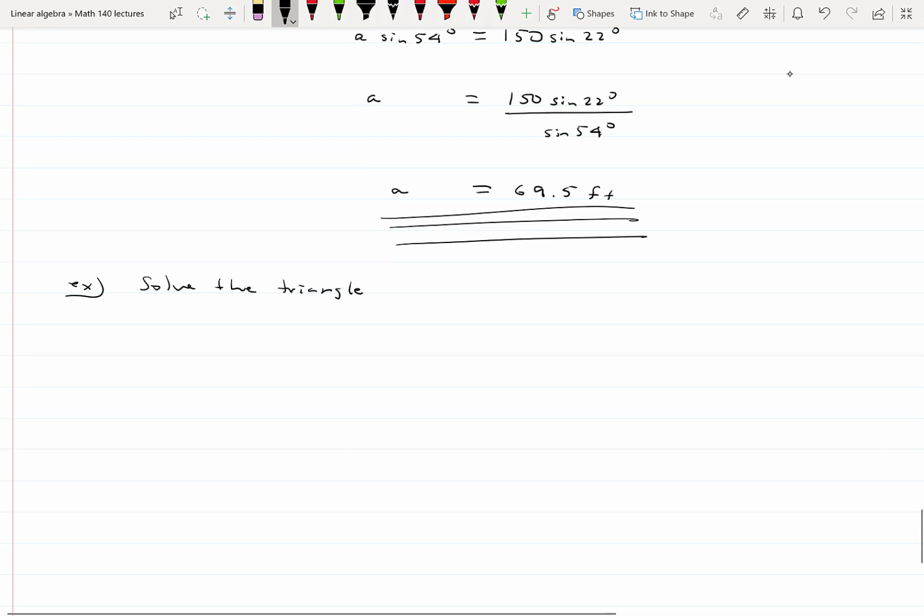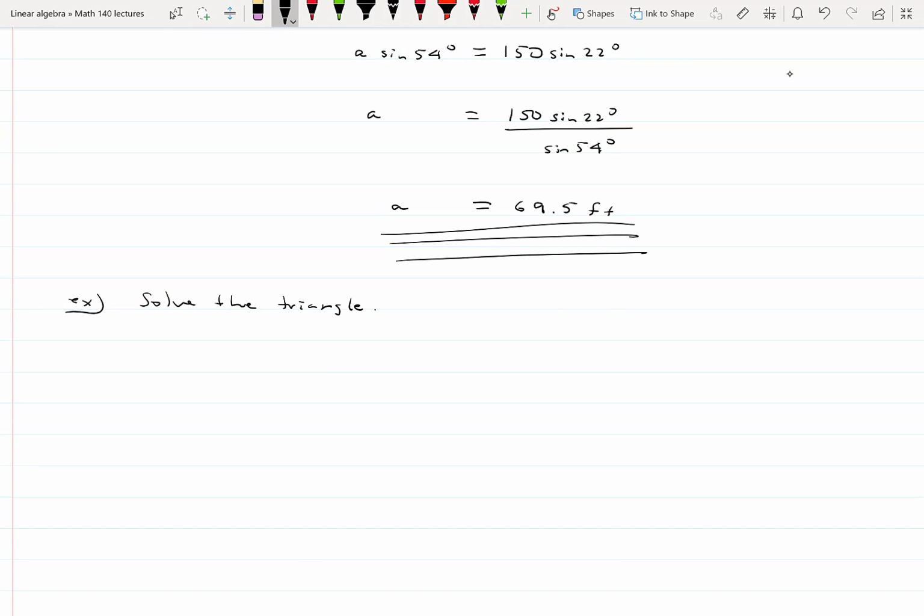Solve the triangle, and we're given that A is 40 degrees, B is 60 degrees, and let's say small a is 4. Well, so I'll give it some dimensions. So 4 feet.